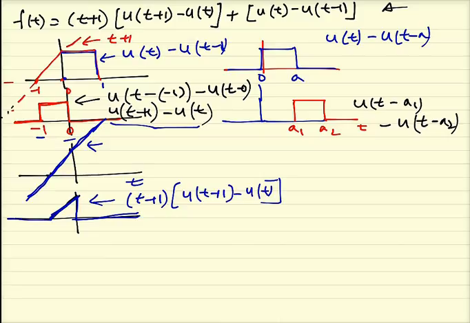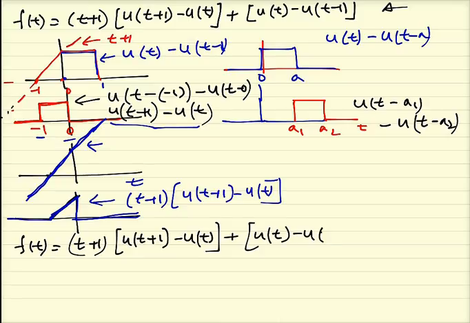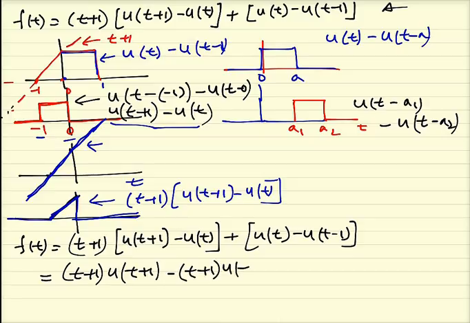And that constitutes the second part. So now this is your result. The ultimate result is f(t) = (t + 1)[u(t + 1) - u(t)] + u(t) - u(t - 1). You can simplify it a little bit if you like.